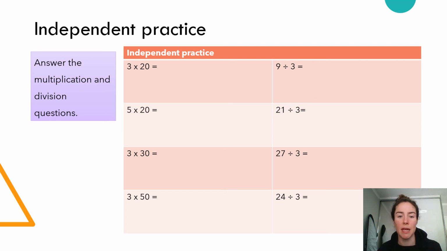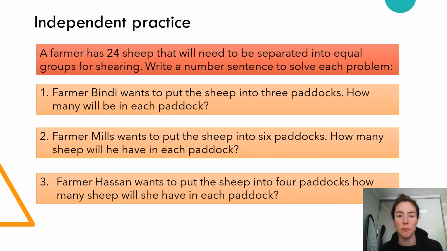So for our multiplication questions here, we're remembering that we can use repeated addition to answer them. For our division questions over here, we're remembering that we can use our known multiplication facts to answer these questions, or we might like to use an array if we need it. Let's use our cube strategy to answer this word problem here.